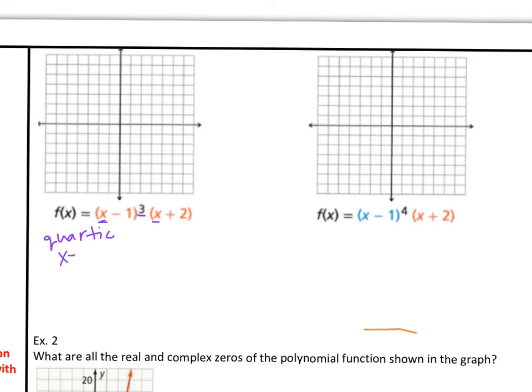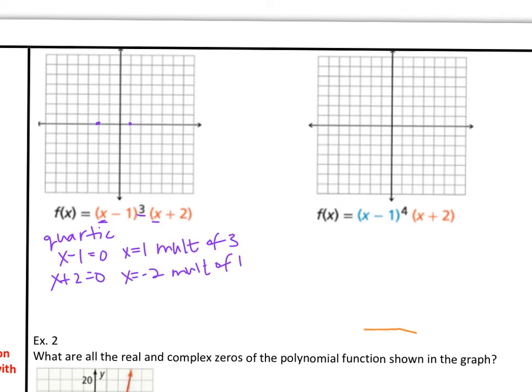For that x minus 1, that's going to be a multiplicity of 3. So it's going to go through it, but kind of at that slant. And then we have our standby x equals negative 2, and there's our multiplicity of 1. So let's see what this looks like. We'll plot our negative 2 and plot our positive 1.